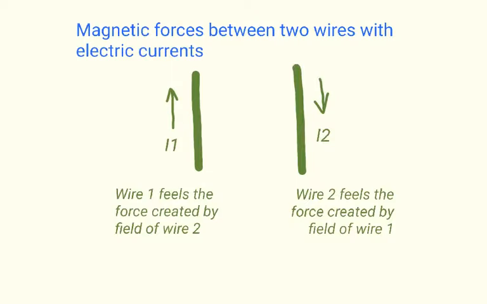Now that we know how to calculate the magnetic force exerted on a moving charge or a wire with a current, we will learn how to find the magnetic field created by charges and the current. For example, suppose we wish to find magnetic forces between two wires carrying electric currents, I1 and I2. Wire with current 1 will experience a magnetic force created by a magnetic field of wire 2. At the same time, wire with current 2 will experience magnetic force created by field of wire 1.